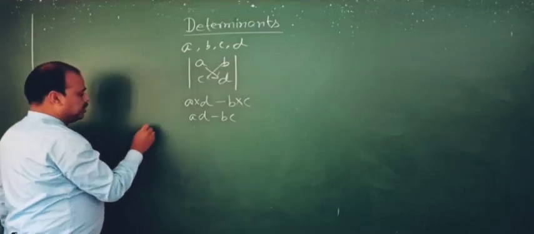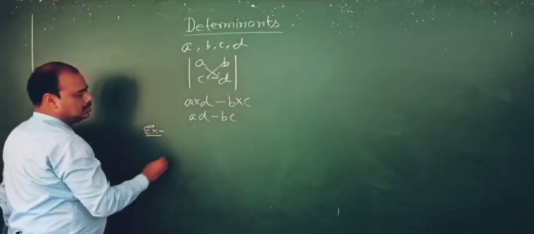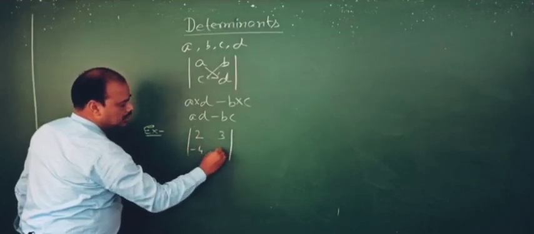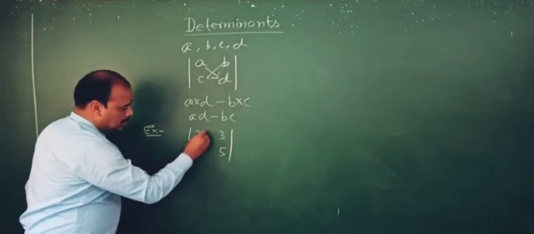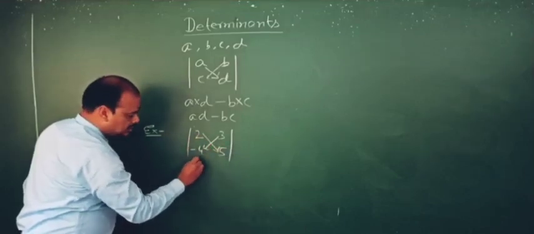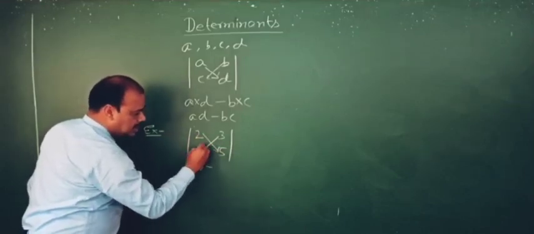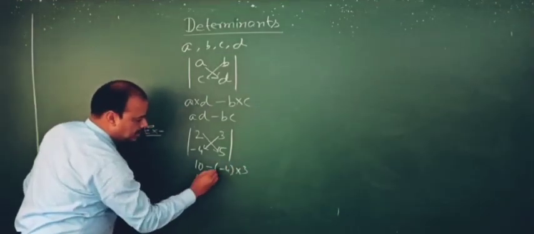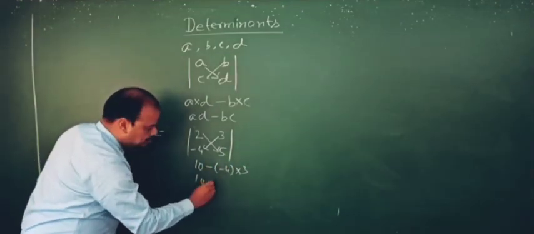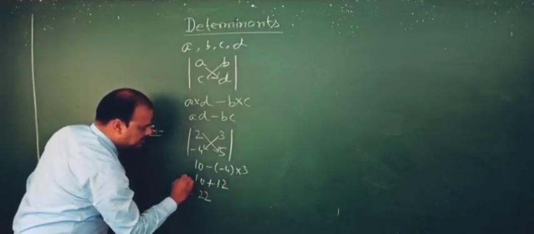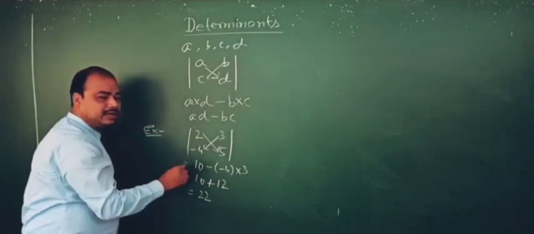Like another example, 2, 3, minus 4, 5. The value of this determinant is 5 into 2, 10, minus negative 4 into 3. So 10, negative into negative is positive, 4 into 3 is 12. It means the value of this determinant is equal to 22.